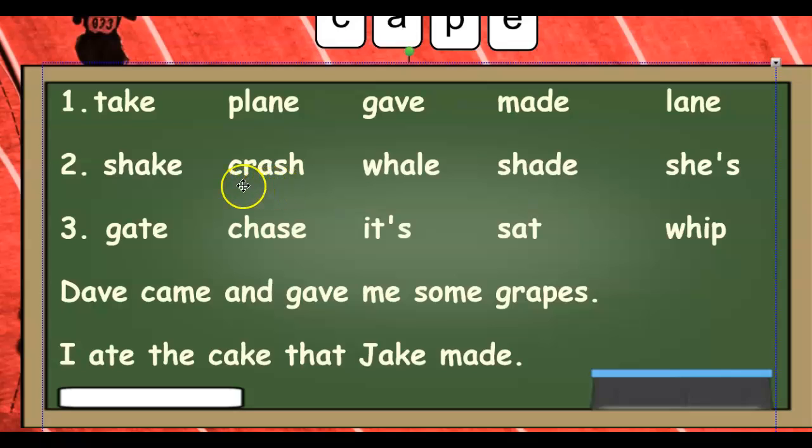Try the next one. Crash. Crash. What is the word? Crash. Try this next word. W-ale. W-ale. What is the word? Whale.